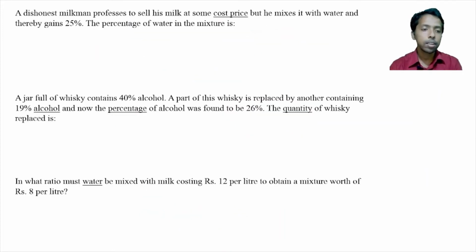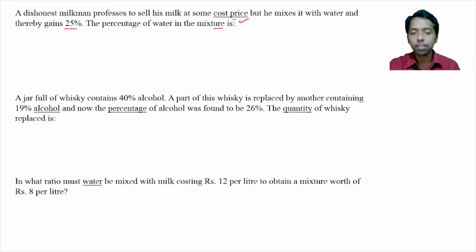Moving to next. A dishonest milkman professes to sell his milk at some cost price, but he mixes it with water and thereby gains 25%. The percentage of water in the mixture is what? Now, this is a very common question. You can surely understand it. See, a dishonest milkman professes to sell his milk at some cost price. That means if 1 unit I am selling, 1 unit is the cost price. That's it. But this dishonest milkman professes to sell it at some cost price, not making the profit.